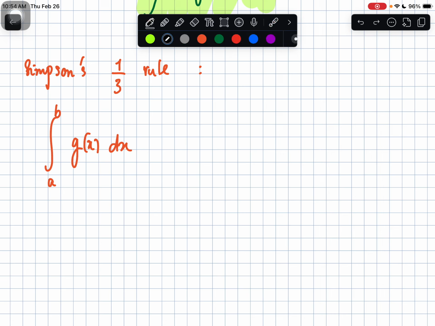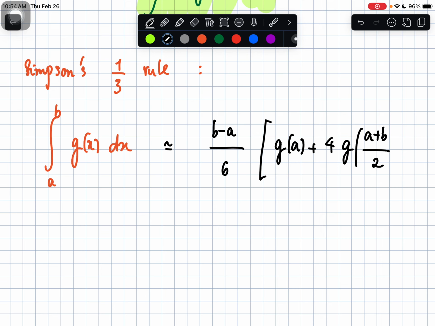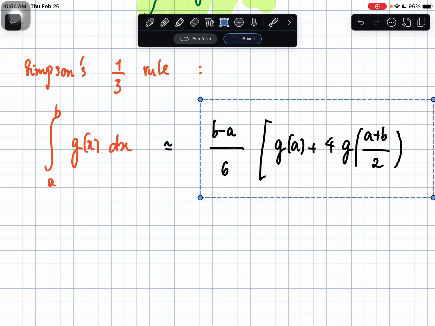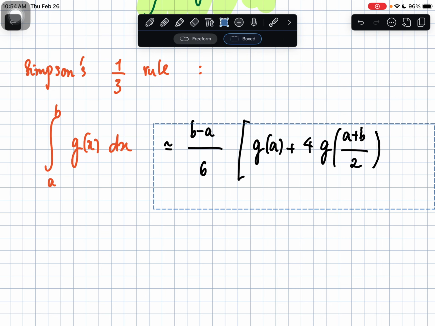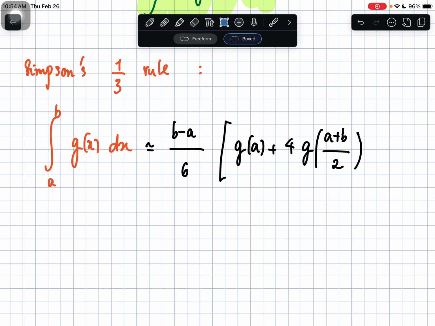And the approximation is b minus a over 6 times g of a, plus 4 times g of (a plus b) over 2, plus g of b. So this is the Simpson rule.